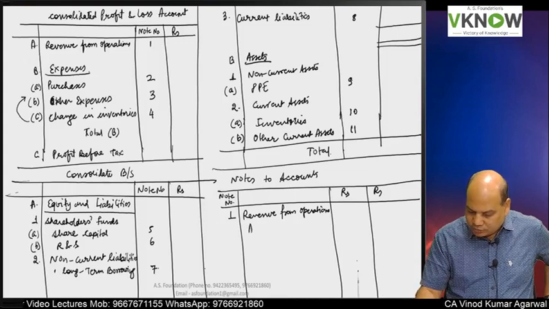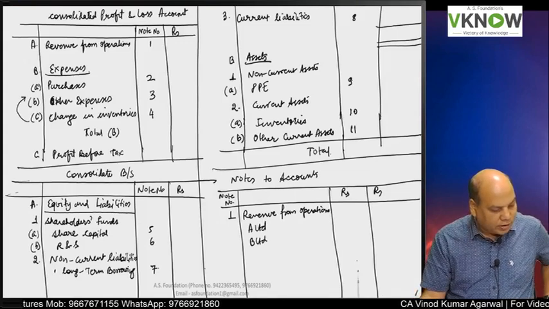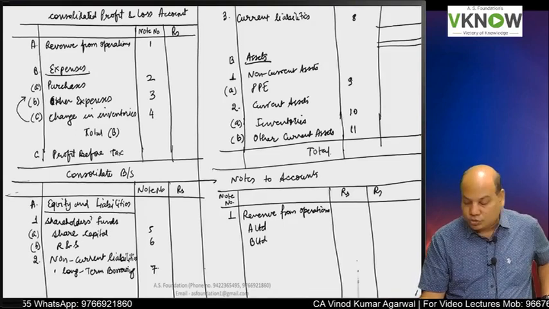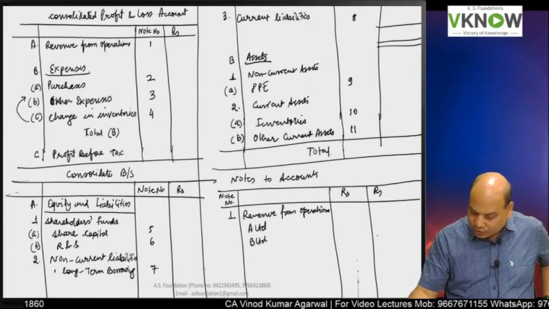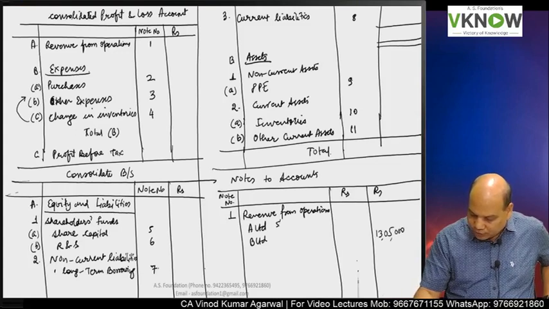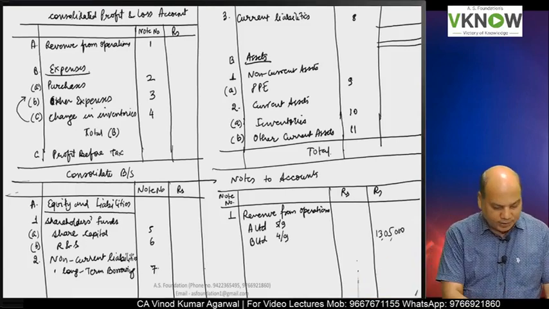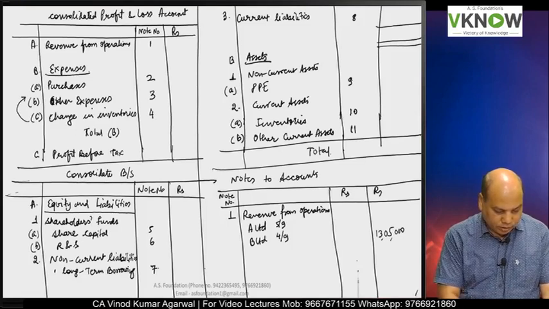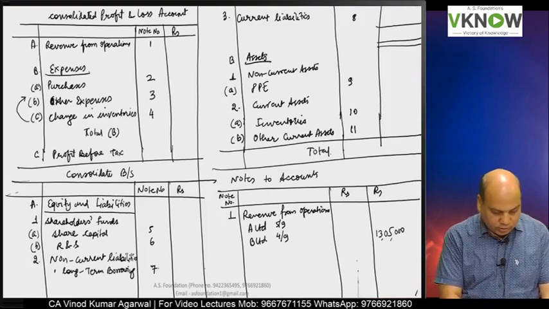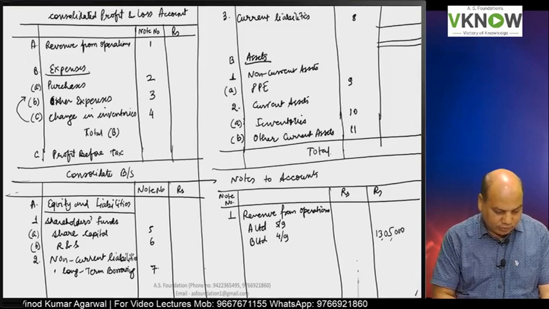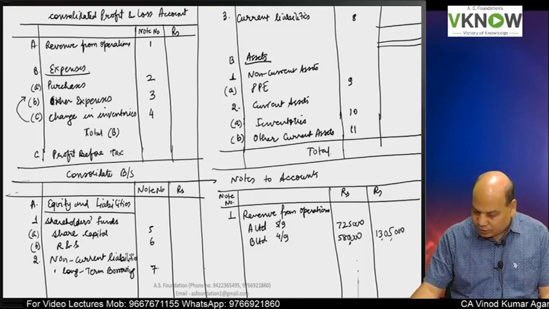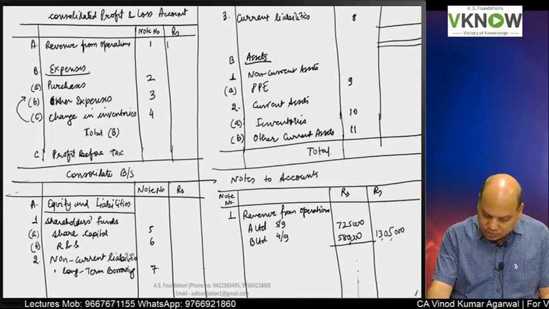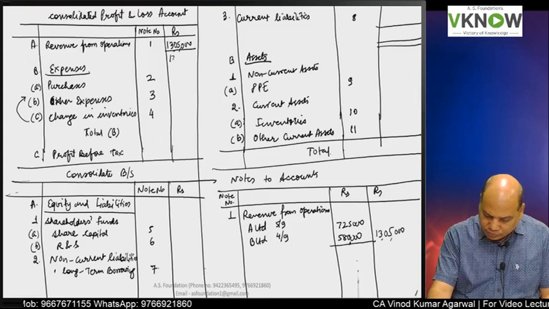Note number 1, revenue from operation, and we have two venturers. So as per the instruction given in the problem, third line of the question, A and B will share the revenue and expenses in the ratio of 5:4. Total revenue in the question is, if you see sales, 13,05,000, and you have to take 5 by 9, 4 by 9. 5 by 9 of 13,05,000 is 7,25,000. And the second one is 4 by 9 of 13,05,000 is 5,80,000. So write down on the main page, P&L account, revenue from operation 13,05,000.